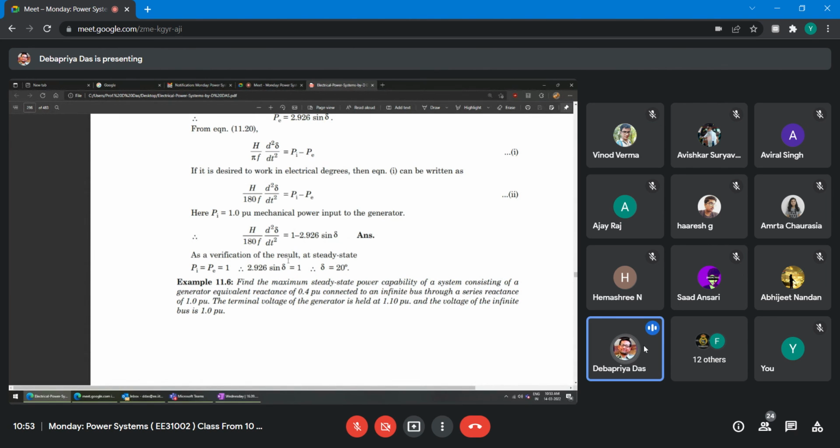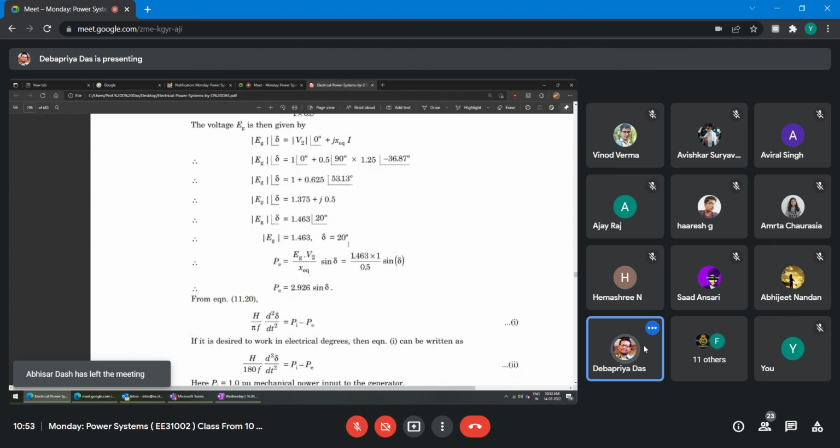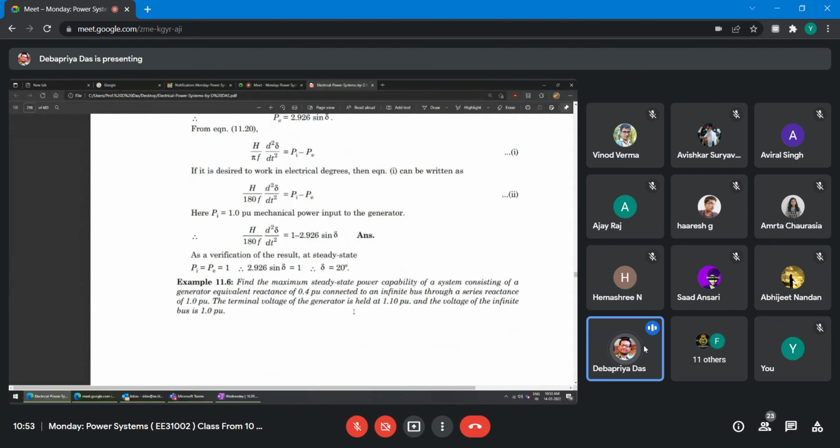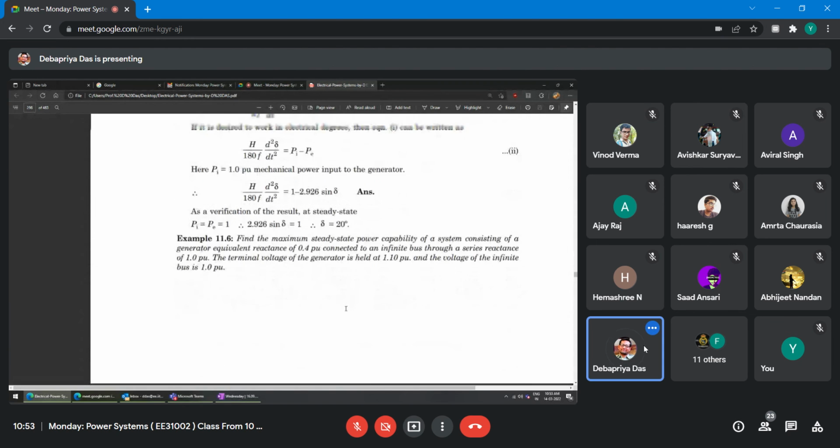As a verification of the result at steady state, Pi is equal to P is equal to 1, right? If you do so, 2.926 sine delta is equal to 1, therefore delta is equal to 20 degree. So look, this delta is equal to 20 degree, right? So today up to this one.